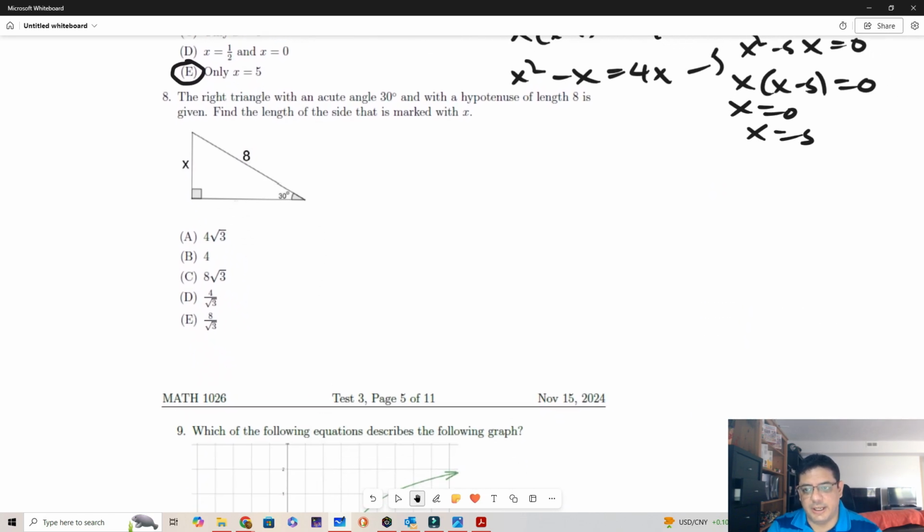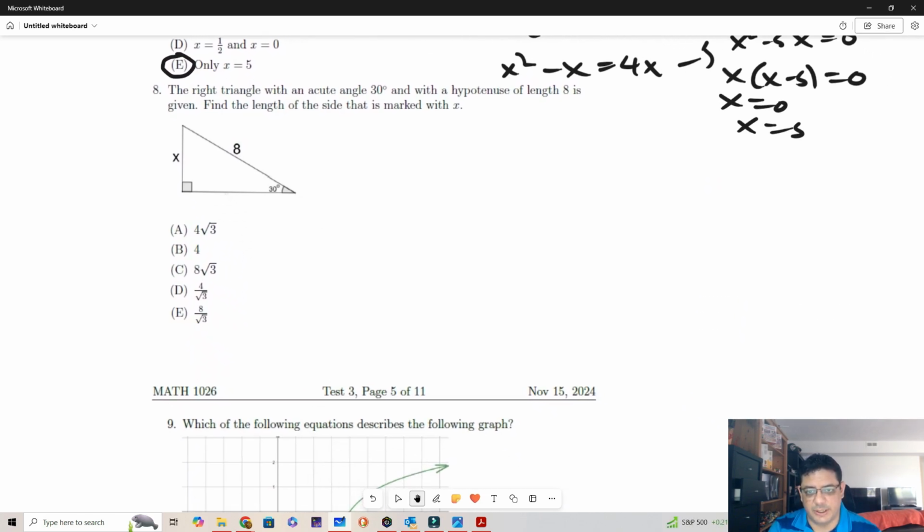Now for question 8, we have a right triangle with an acute angle of 30 degrees and a hypotenuse of 8. So we want to find out what is marked with x, which is essentially the opposite side. Since we have the opposite, the hypotenuse and the angle, it's very easy to just use the sine of 30, which is opposite over hypotenuse, so x over 8.